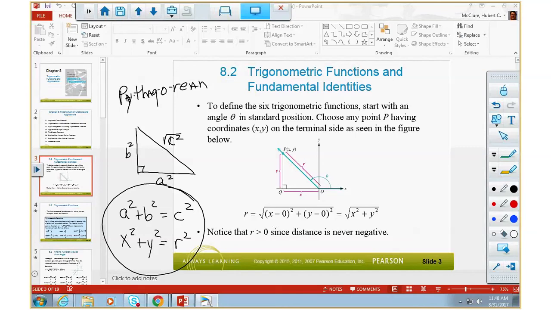They're showing you basically how to get the Pythagorean theorem. There's the Pythagorean theorem right here. r is equal to the square root of x squared plus y squared. If you solve this for r, you take the square root of both sides, and you get the square root of x squared plus y squared. Again, this should be review.